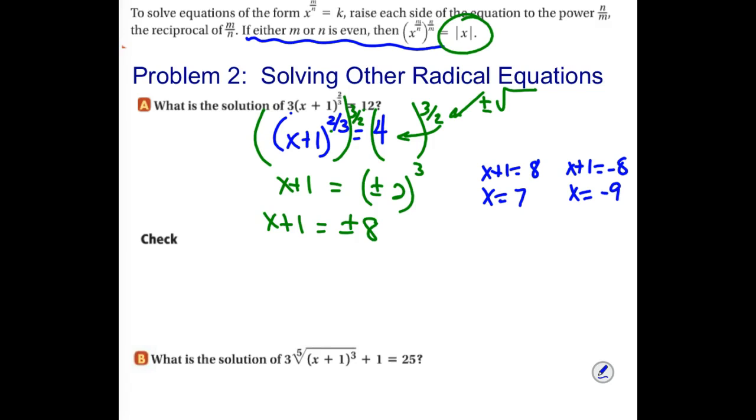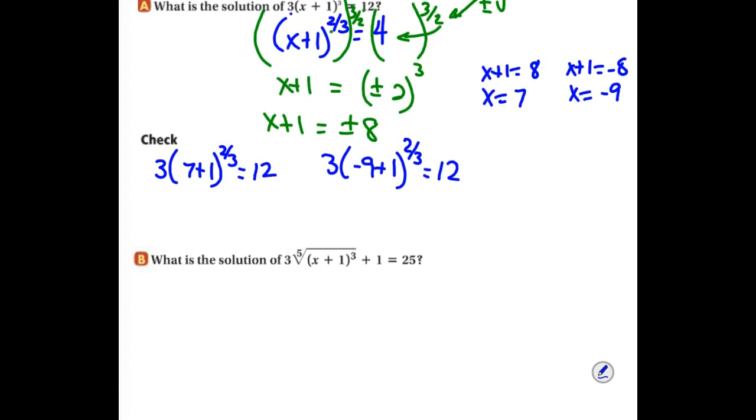All right, we need to check both of those. So let's check the 7. Again, you have to put it in the initial equation. All right, let's check the first one. 7 plus 1 is 8. 8 to the 2/3 power. We have to cube root it, which gets us 2, and then we have to square it. So we have 4. So is 3 times 4 equal to 12?